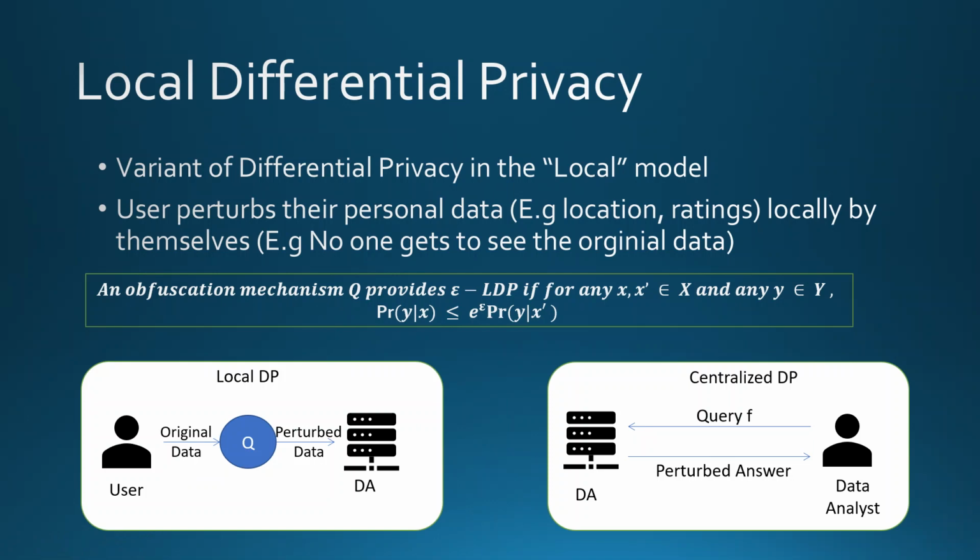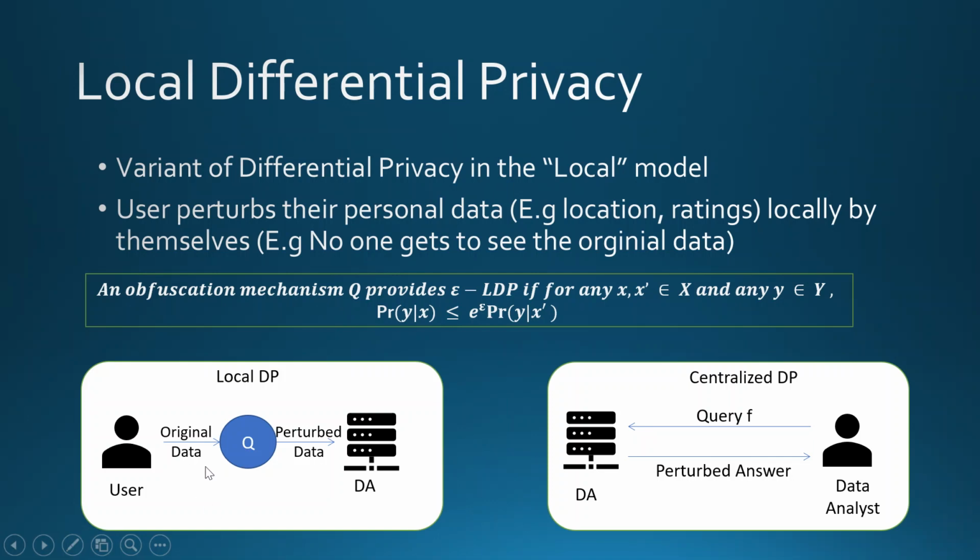So in a local differential privacy based privacy protection model, the original data from the user is perturbed using a mechanism, and the perturbed data is sent to the data aggregator. So in this model, the data aggregator does not get to see the original data.